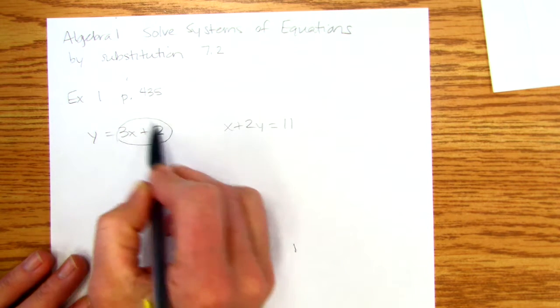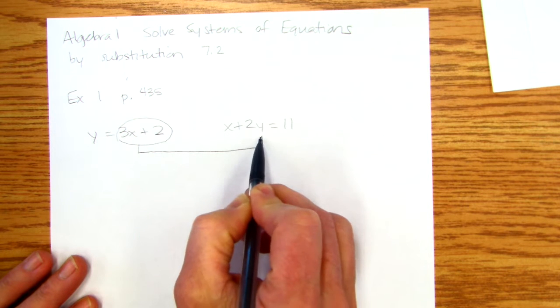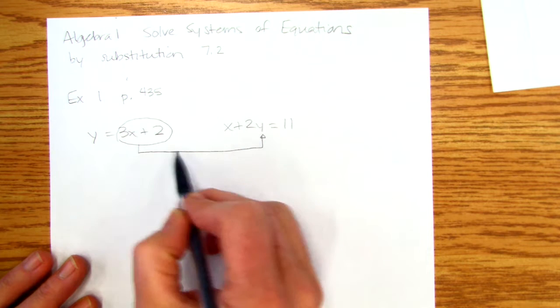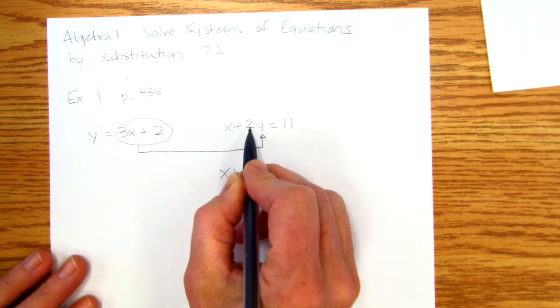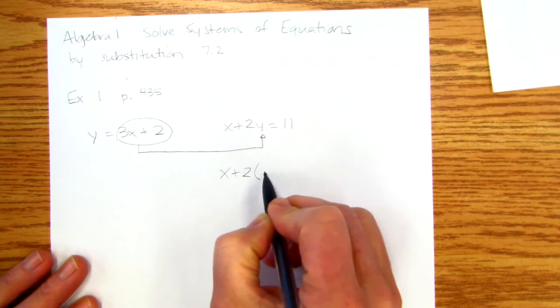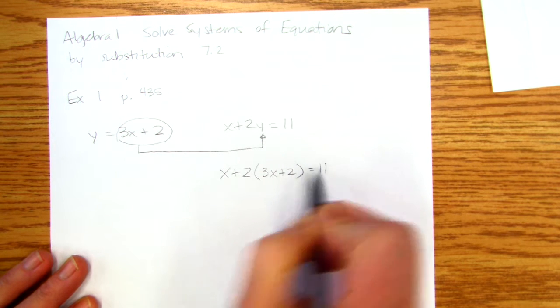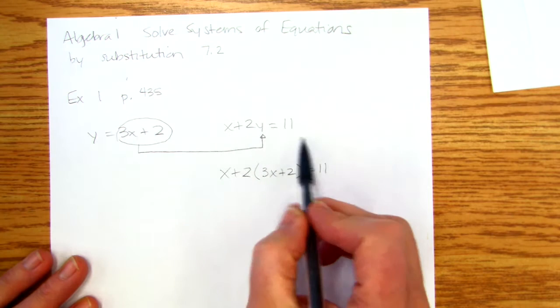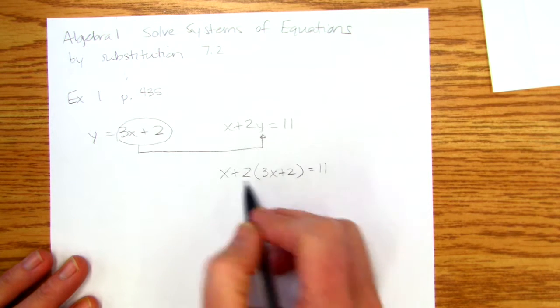So I can take this entire expression, because that's what y is equal to, and I can plug it in over here for y. And the reason I like to circle this and show where I'm putting it is so that I remember to write everything else. There's my x plus 2, so there's my x plus 2. And now I am going to replace or substitute 3x plus 2 for y. So that's all I've done. I've replaced y, substituted it with this expression. Now all I have are x's.